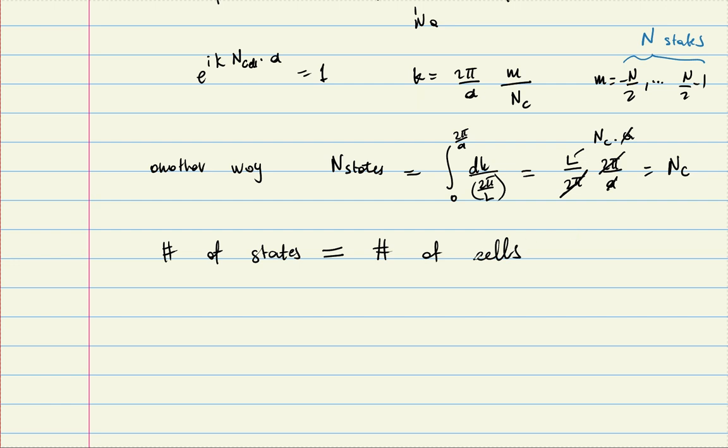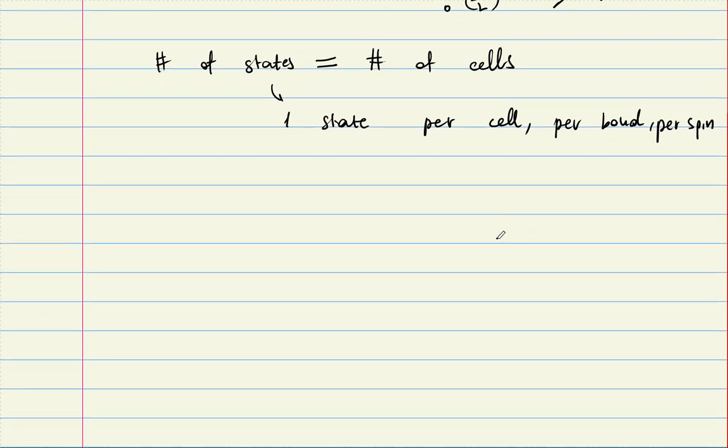So this is another way to see one state per cell, but this is for one band. We can have multiple bands, and we also have the Pauli principle. We have said nothing about spin so far. We can incorporate spin, and this count is per spin. Let's draw a cartoon band and see what this means.